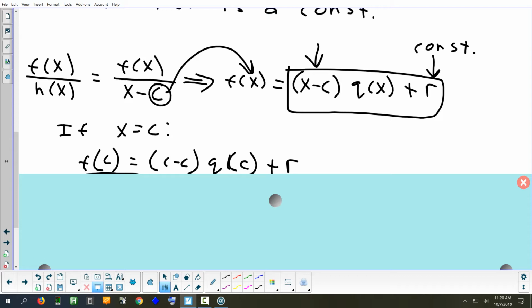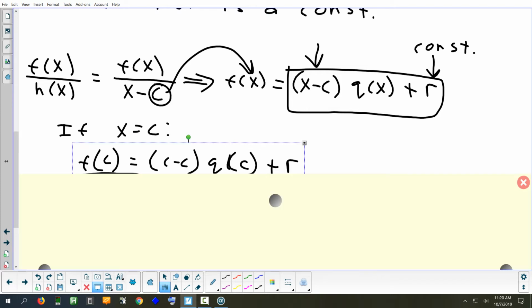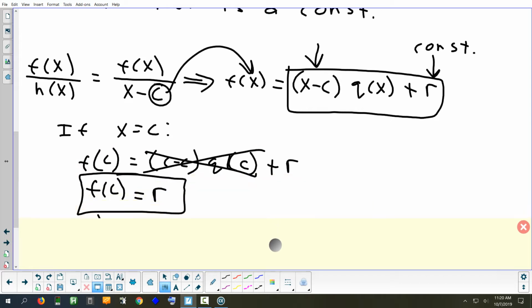And here you get c minus c. That's where something special happens. But remember, you can't just plug in c here. You've got to plug it in everywhere there's an x. So you're plugging it in here, here, here, and then the remainder, well, that's a constant, so there's nothing to plug in there. What happens when you do c minus c times q of c? You get 0. This part disappears. And now you have a formula to find the remainder.